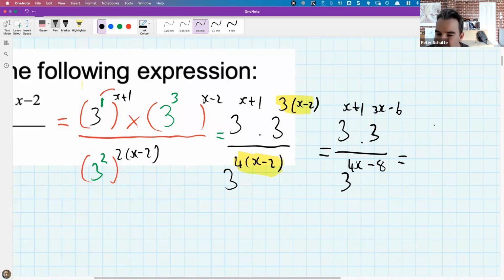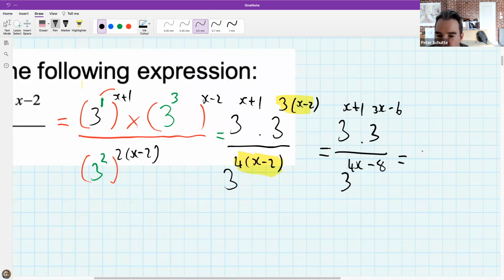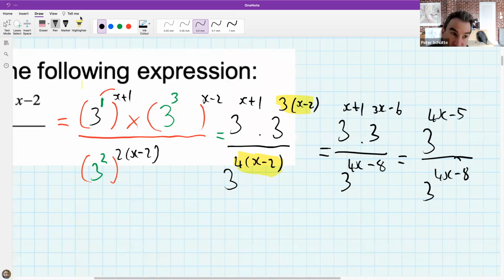Hi, sir. What do you think? I think we're going to add the exponents because we have the same base now, which is 3, and we're multiplying. So we're going to add the exponents. Perfect. So on top, would you agree with me we get 4x minus 5 plus 3? Are you happy? Yes, I'm happy.